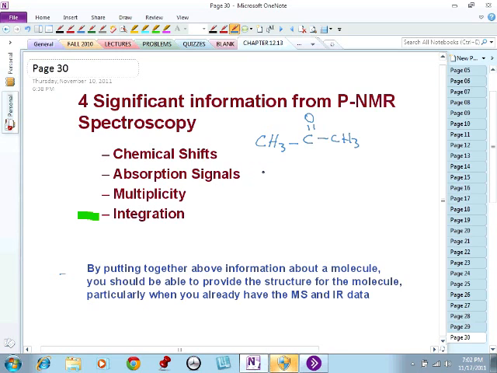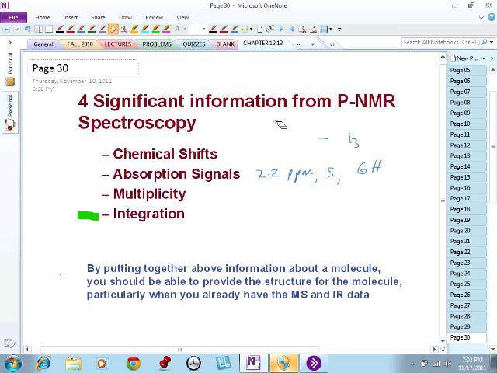The first question you're going to ask yourself is, how many signals are you going to see here? One. Only one signal. So, let's use a number, 2.2 parts per million. What will be the multiplicity? Singlet. How many hydrogens? 6.